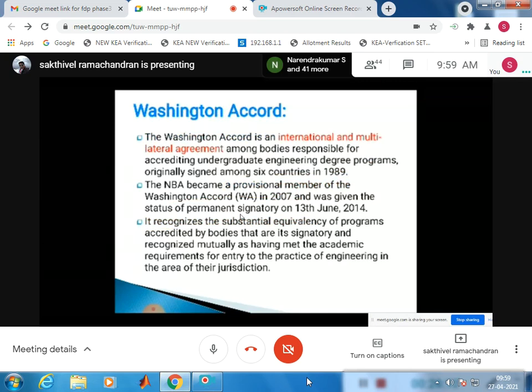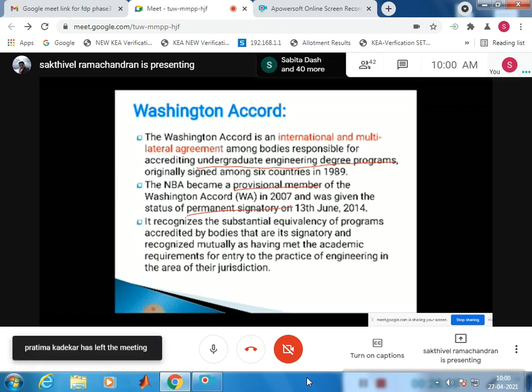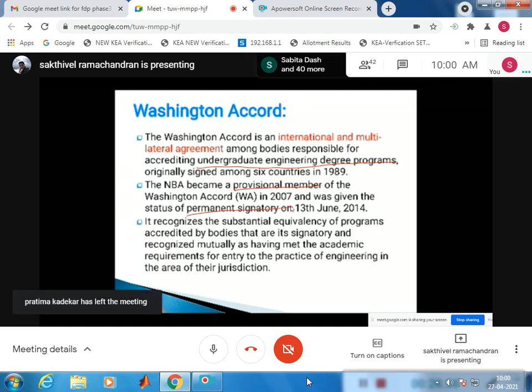Next, Washington Accord. This is basically an international and multilateral agreement, and again, a body which is responsible for accrediting the undergraduate engineering programs. NBA became the provisional member in 2007, and later on it became a permanent signatory member in the year 2014. So any accreditation which has been given by NBA is being given by Washington Accord.